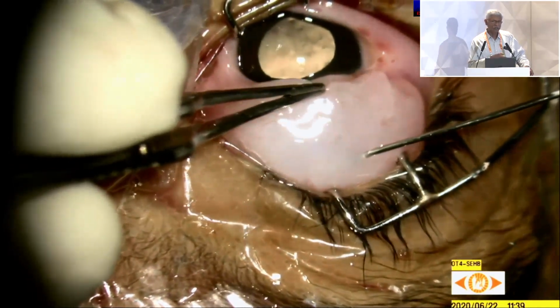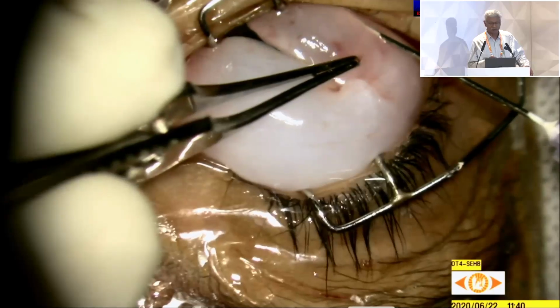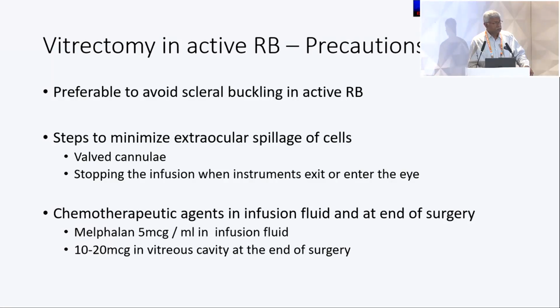So this is subconjunctival distilled water. Distilled water is known to kill the tumor cells. So we do cryotherapy to the sclerotomies, as well as give subconjunctival distilled water to kill the cells which may have migrated out of the eye. So in vitrectomy for active retinoblastoma, the precautions are to avoid scleral buckling in active retinoblastoma, because you may be spilling the cells into the orbit.